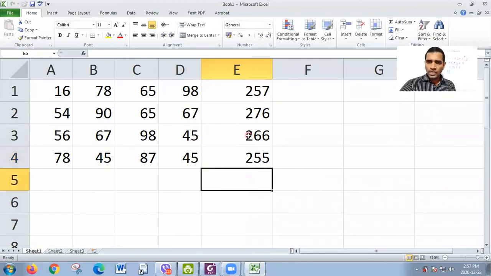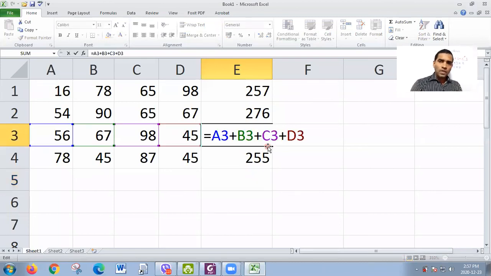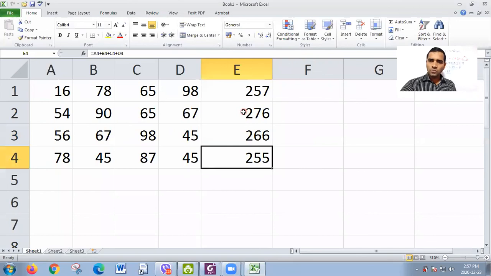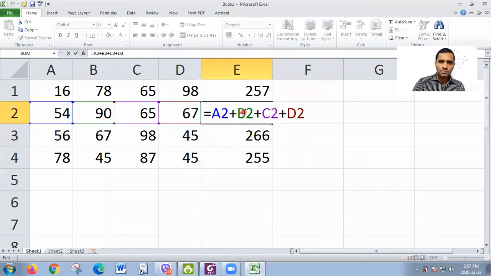Even look here in E3, you got 266. Double click and check it. Now there we have another formula: equal A3, B3, C3, D3. So that is also changed. Look here in E2, it is A2 plus B2 plus C2 plus D2. So now everyone can understand that the formula which was entered in E1 has been changed into A2, B2, C2, D2 in E2. It is further changed in E3, and it is also changed in E4. So we should understand that change.